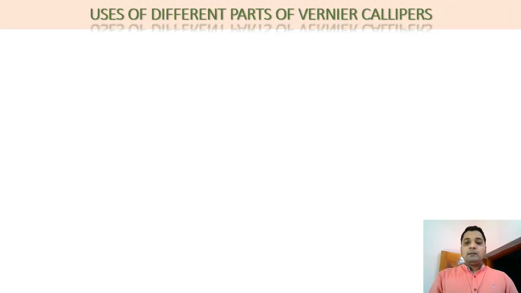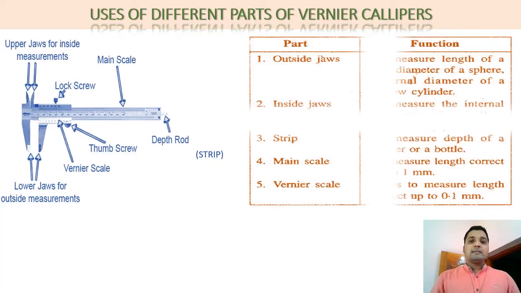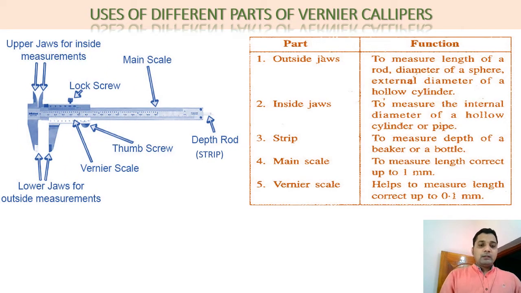Each of the parts has a different use. Here you can see one Vernier caliper. First, the outer jaw, or lower jaw, this one. The lower jaw is actually used to measure the length of a given object, rod, or hollow cylinder, or the diameter of any given object. That may be a cap, a spherical object, or a hollow cylinder or rod.